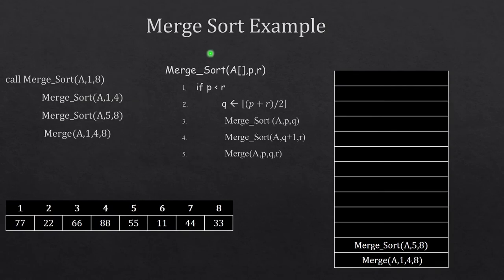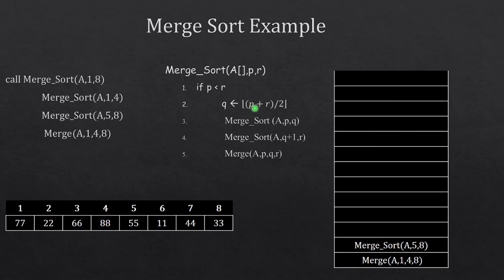Let's look at the example for merge sort. Here I have an unsorted array which contains 8 elements. So index value will be starting from 1 to 8, and just imagine the name of the array is A. So to sort this array I am calling merge sort A, 1, 8. So here is the pseudocode for merge sort. P value will be 1, r value will be 8. 1 is less than 8, so these statements will be executed.